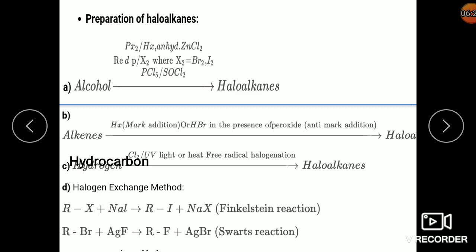Now sometimes students get confused with the Finkelstein and Swarts reactions because both are halogen exchange reactions. So there is a trick to remember it. You just see the term Finkelstein here. The letter I you are getting 2 times. So whenever it is Finkelstein, do remember it should give iodoalkane as a product, and you choose the reagent accordingly.